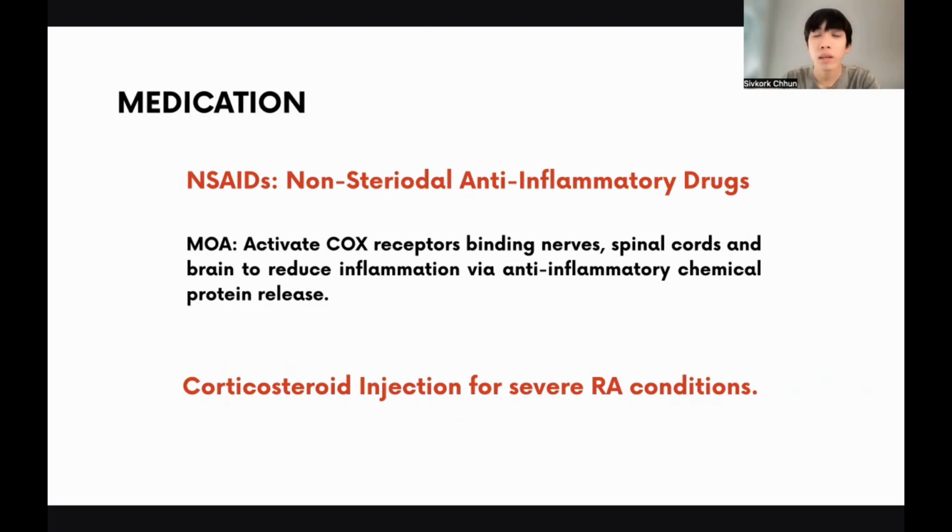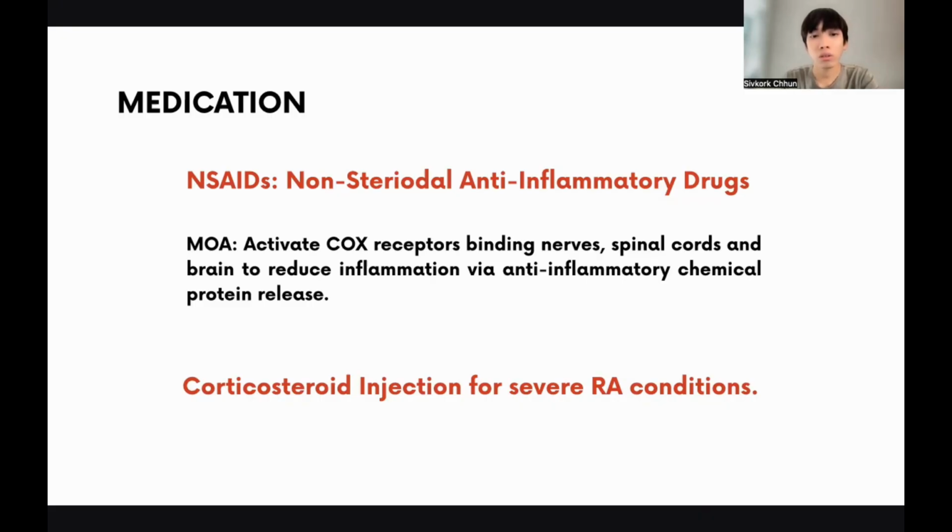The next medication type is NSAID drugs. NSAID stands for non-steroidal anti-inflammatory drugs. It's a drug that activates the COX receptor binding to the nerves, brain, and spinal cord to reduce inflammation, where anti-inflammatory chemical protein releases. So it can reduce the pain in rheumatoid arthritis because it reduces the pain and inflammation of the joint. So NSAID drugs are one of the medications for rheumatoid arthritis.